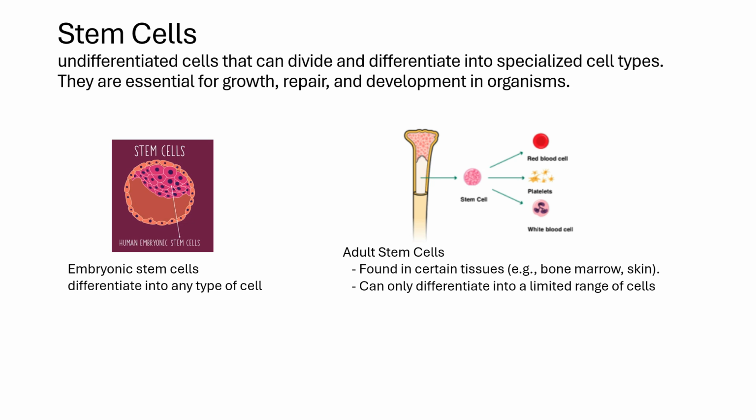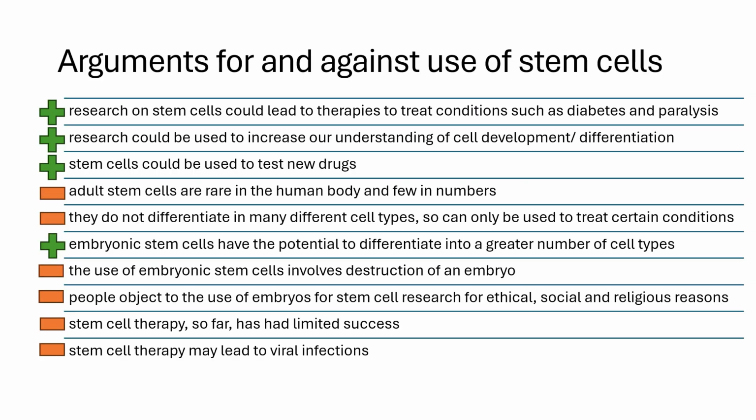In this example here, it's bone marrow. They can only differentiate into a limited range of cells. As you can see from bone marrow, you get stem cells that produce red blood cells, platelets and white blood cells. You might be expected to know the arguments or evaluate the use of stem cells.